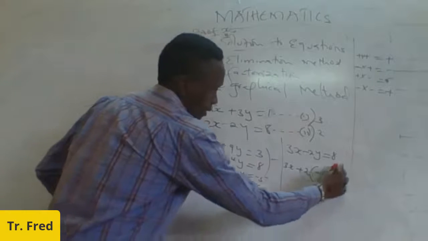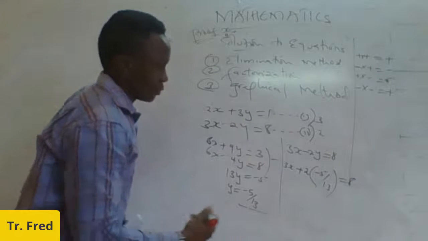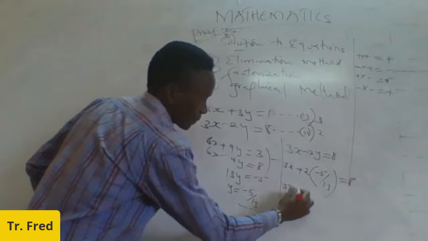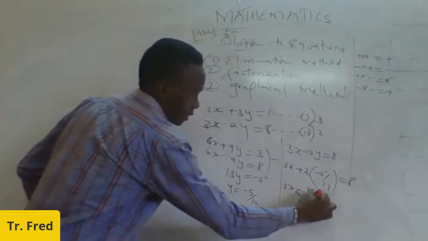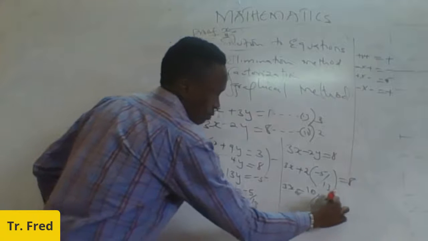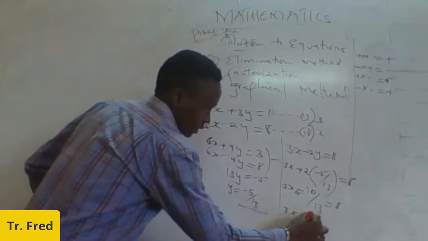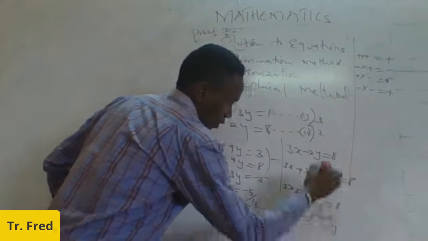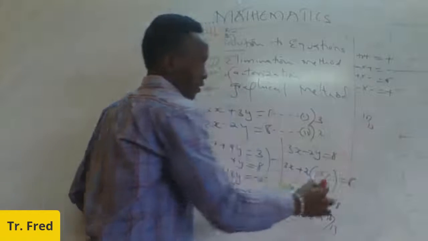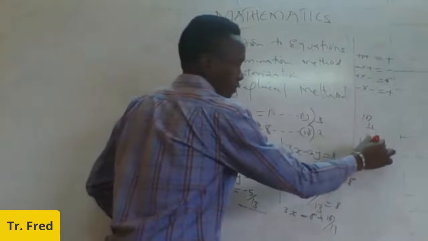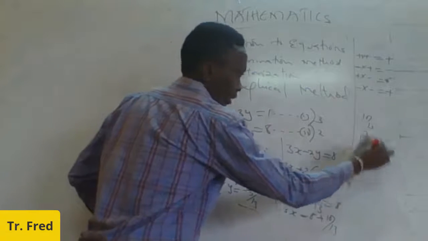5 out of 13, and we total the whole of them to 8. So this one will be 3x plus, this will be a minus, negative 10 out of 13 equals 8. So we can say 3x will be 8 plus 10 out of 13. So what is 10 over 13? This is 1 and 3 out of 10. So what is 1 plus 8? We get 9 and 3 out of 10.